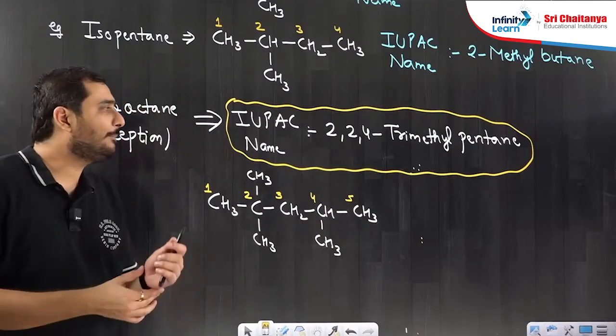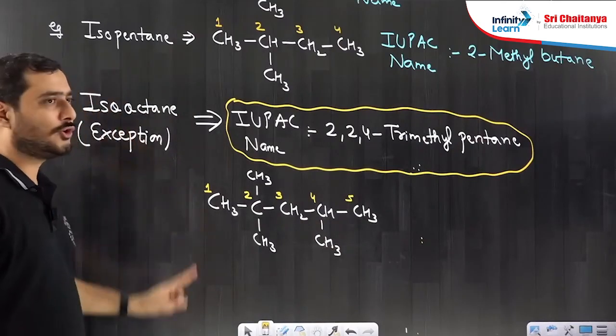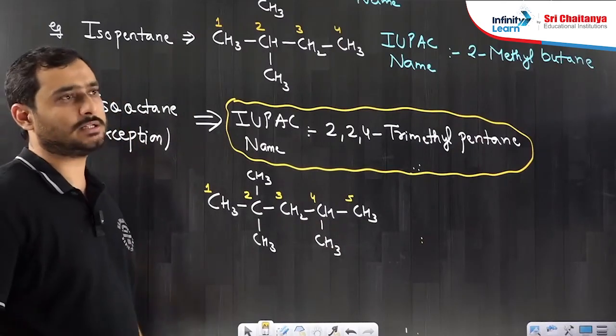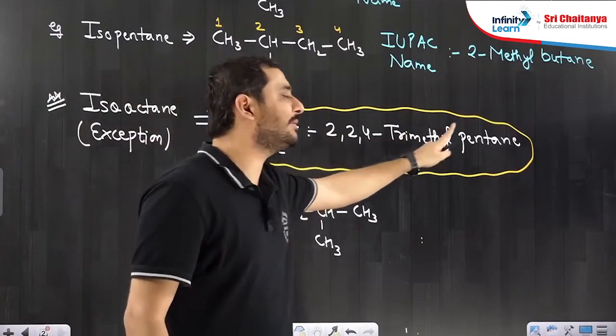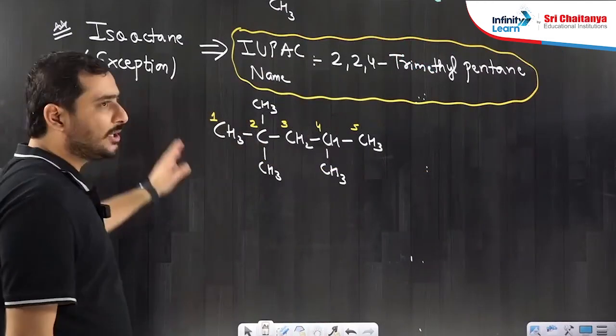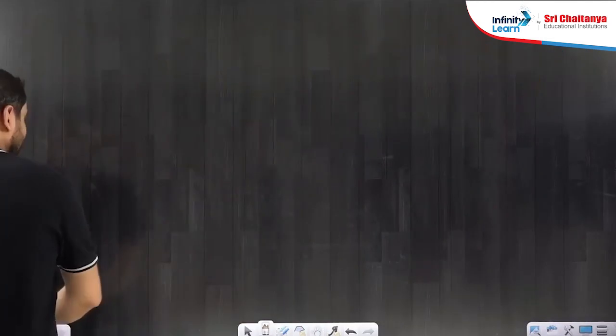So this is very important. We have to remember how to draw the structure of isooctane. We have to remember the IUPAC name, 2,2,4 trimethyl pentane. So any doubt in this isoalkane? Now the next type of alkane, the third type, is neoalkane.